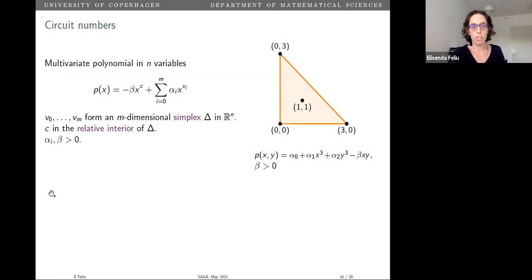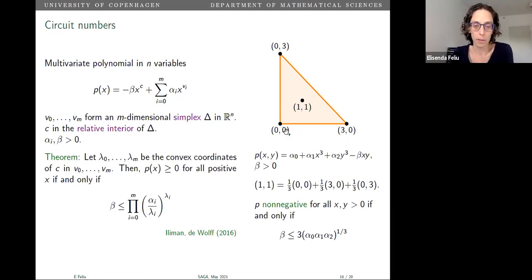And it relies on the circuit numbers that Timo has worked with a lot. And the idea is very simple somehow. We consider polynomials that are supported in a simplex, like here, and have an extra point, which is in the interior of the simplex. And we assume the coefficients of the vertices of the simplex are positive, and we assume that the point in the interior corresponds to a negative coefficient.